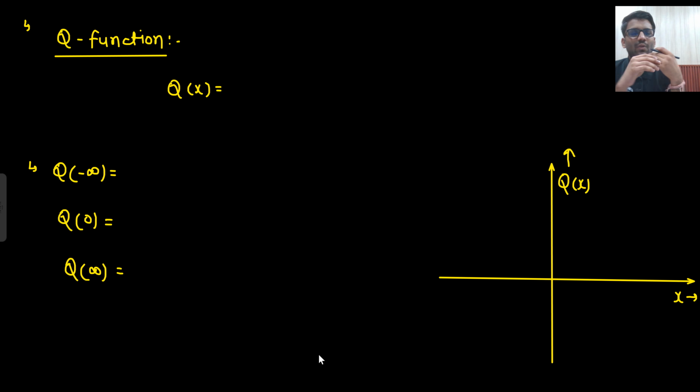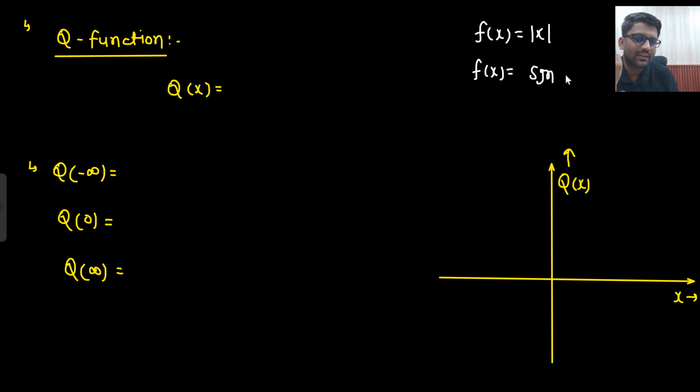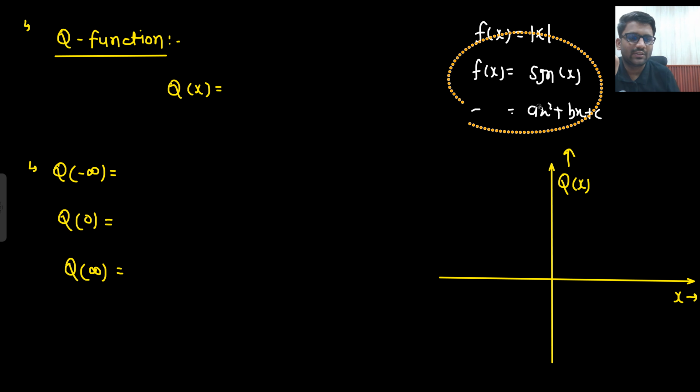Now there is something called the Q function. It is a kind of function only. Like any kind of function I can define, no? Like the modulus function, f of x is mod x. The signum function, f of x is signum x. A quadratic function could be ax square plus bx plus c. In the same manner, there is something called the Q function.